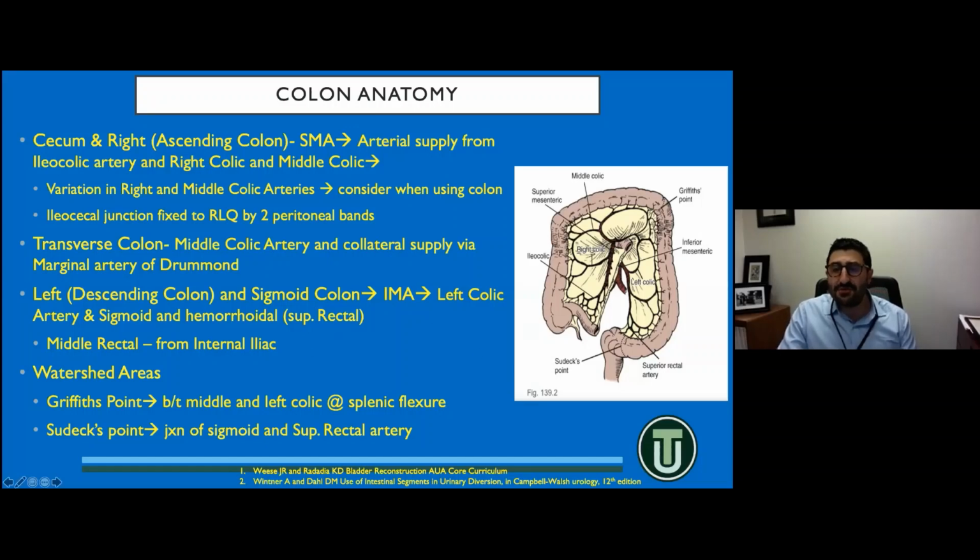So importantly, there's 2 watershed points that may be important clinically when doing urinary diversion work. Griffith's point is in the splenic flexure at the junction between the middle colic and the left colic. And then also Sudeck's point, which is at the junction between the superior rectal artery and the sigmoid artery, which with hypotension or extreme blood loss, may create ischemia in these areas.